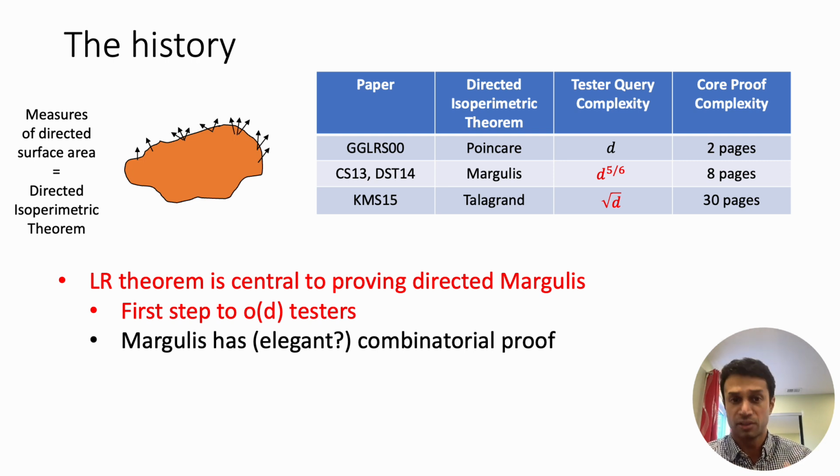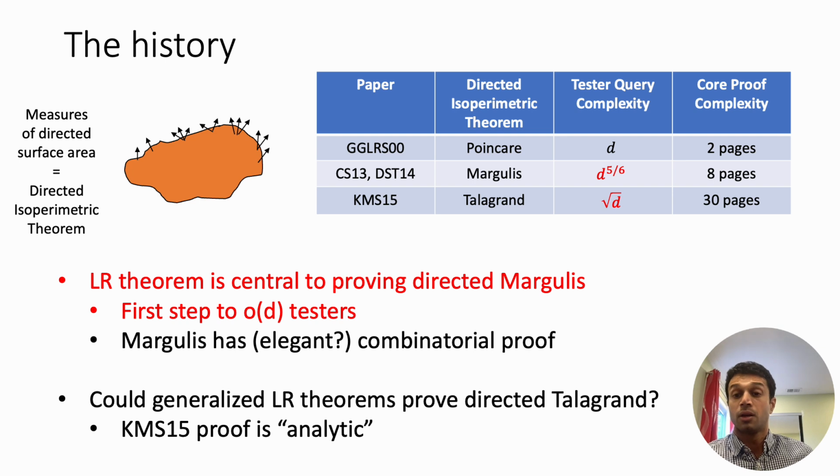So the Lehman-Ron theorem, the LR theorem, was central to actually proving the directed Margulis theorem. And it was the first step towards little o of d testers whose query complexity is smaller than the dimension. And the directed Margulis theorem has, elegant is maybe in the eye of the beholder, but it has a nice combinatorial proof. The Khot-Minzer-Safra theorem is more analytic, it's much more involved.